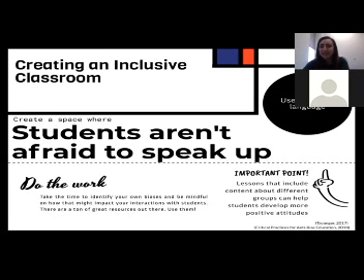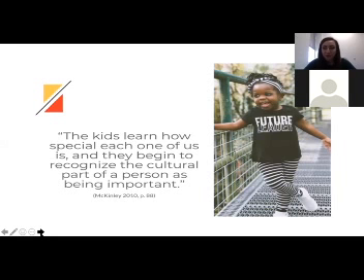And finally, incorporate material and lessons on different groups. Exposure to diversity helps develop positive attitudes in our students. There is a quote from Johnny McKinley that says, "The kids learn how special each one of us is, and they begin to recognize the cultural part of a person as being important."